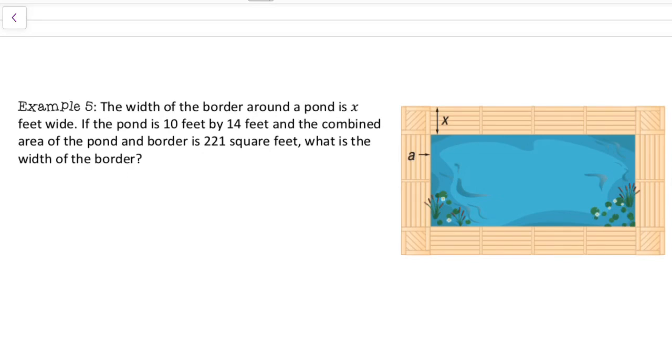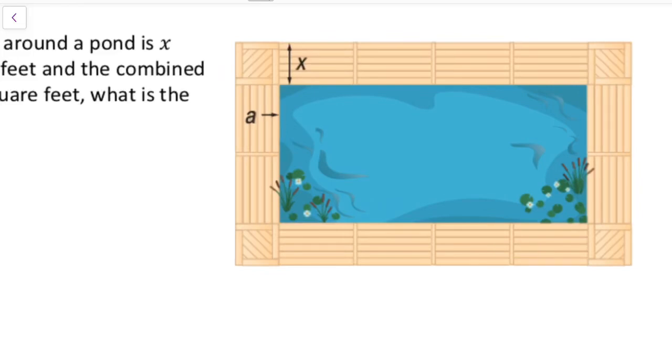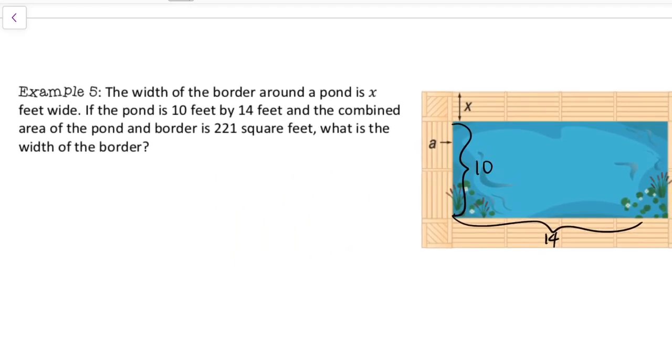The pond is 10 feet by 14 feet, so that information is not given to us in the picture. So that must be the 10, that's the 14 feet. And the combined area of the pond and border is 221 square feet. What is the width of the border? So we are apparently asked to find x.